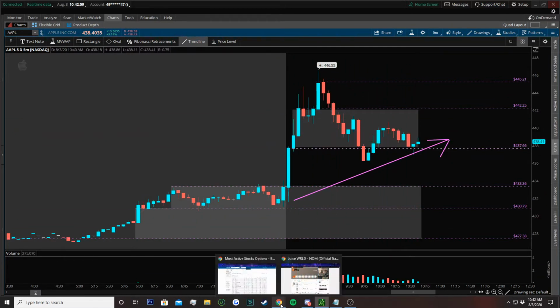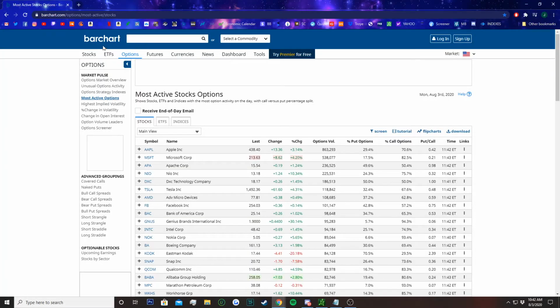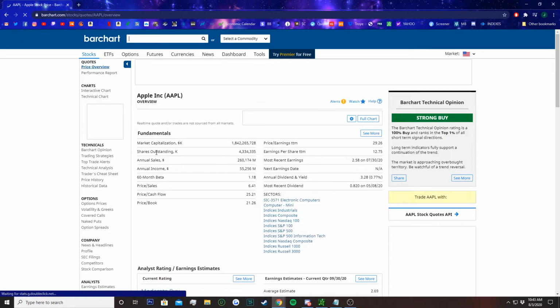Now the cool thing you can do is load Barchart. Go to barchart.com. You don't even have to be logged in to do this part. You can go to most active options. There's tons and tons. If you seriously don't know where to look, go check here. This is seriously one of the best websites. So I'm probably going to reopen my account. But let's go check Apple, since that's what we're looking at.